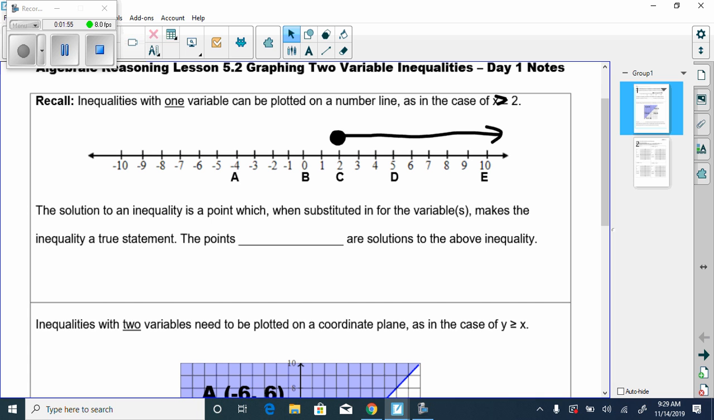Alright, then it says the solution to an inequality is a point which, when substituted for the variable or variables, makes the inequality a true statement. So it asks which points are solutions to the above inequality. So which letters are included in our drawing? A, B, C, D, E. Are A and B in our line? C, D, E. There we go. From here to here is our line, right? So we only include C, D, and E. All of those would be solutions.